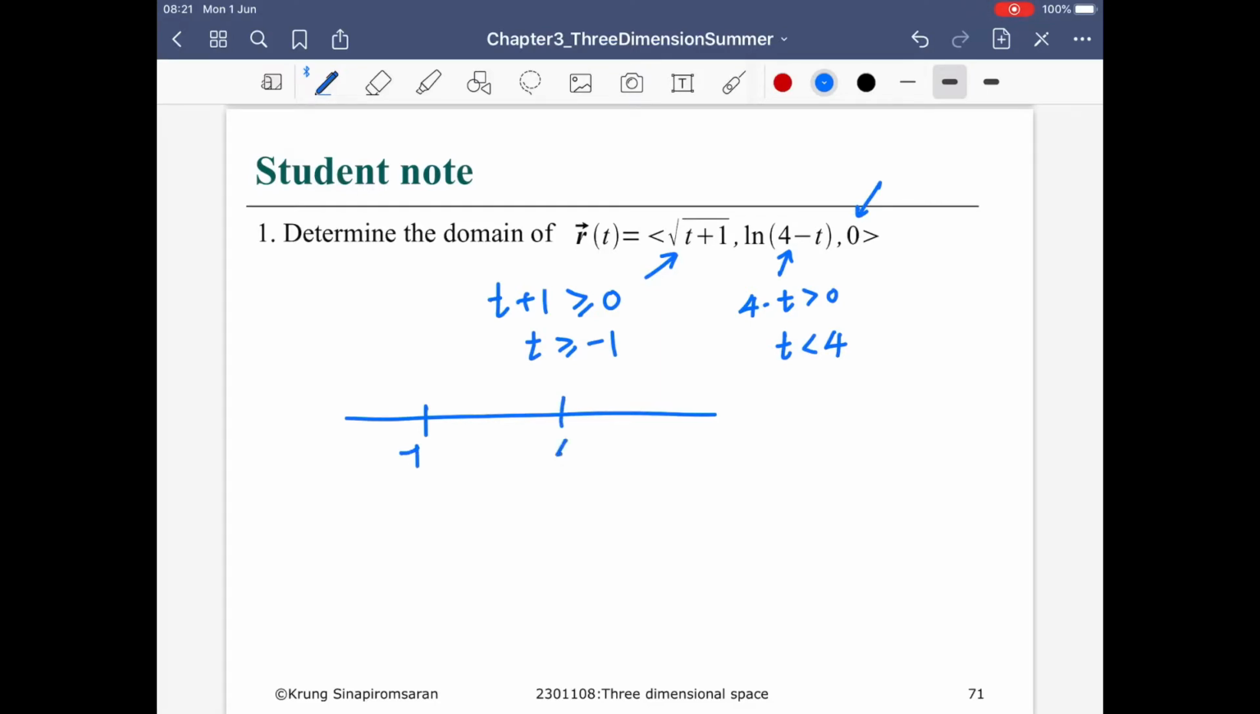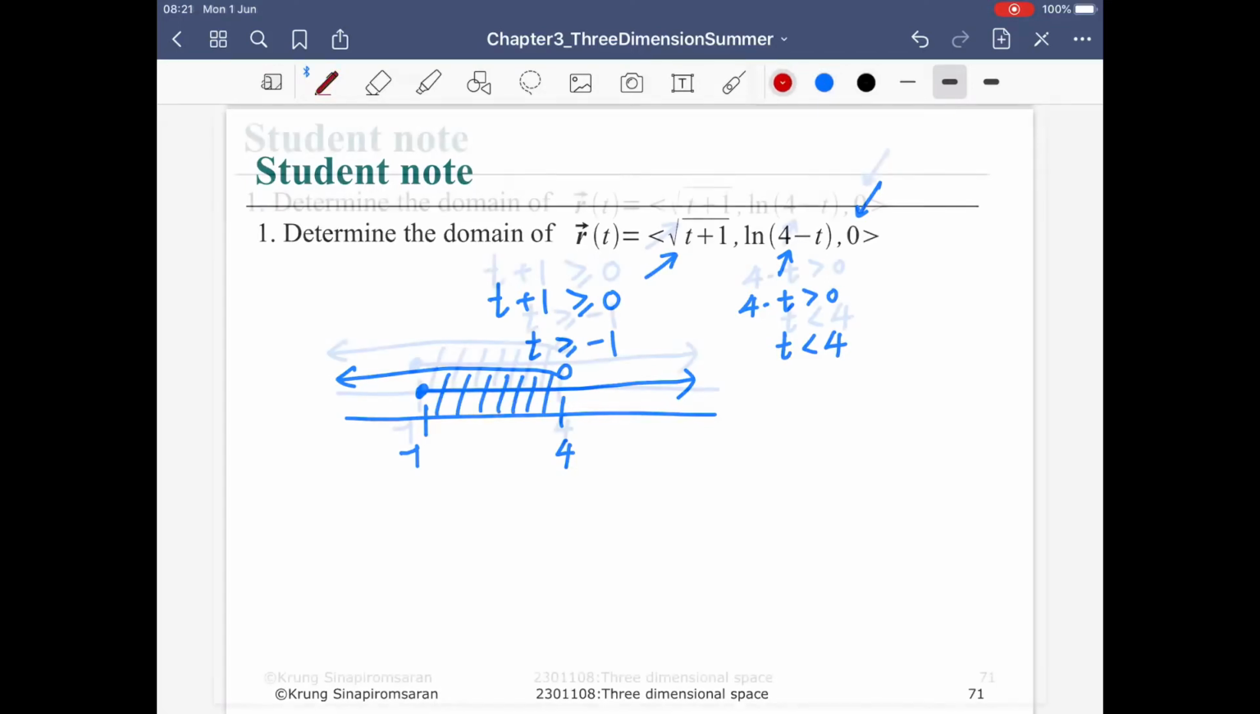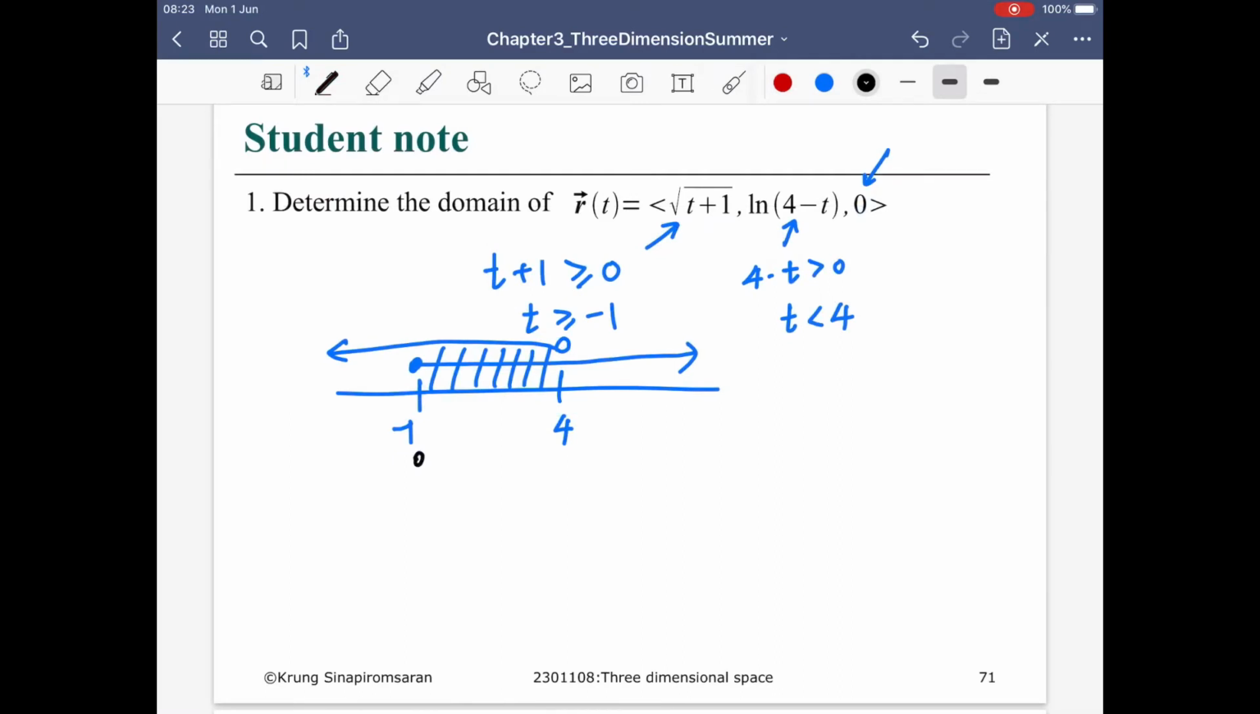So you can draw a diagram. This one is for the first term, and this one is for the second term, which must be less than 4. Looking at the intersection between the two of them, it is from -1 to 4. Thus, the domain of this vector function r becomes closed -1 to open 4. Just like that, very easy. Just look at each one of them.